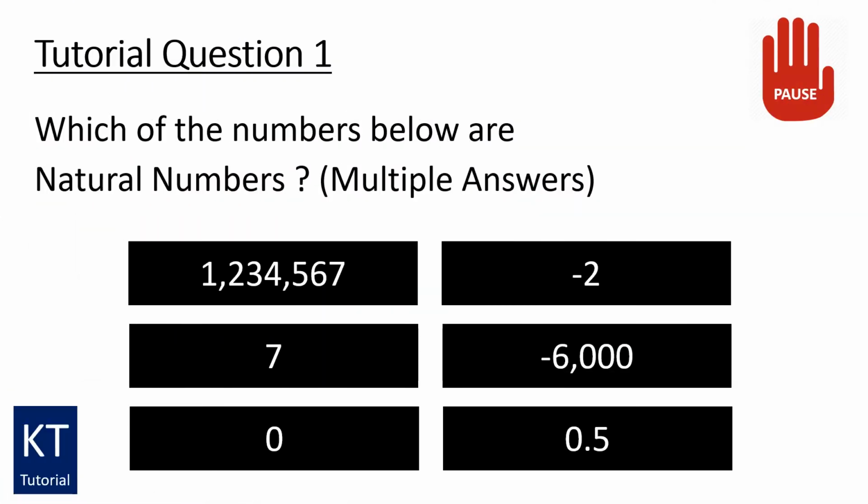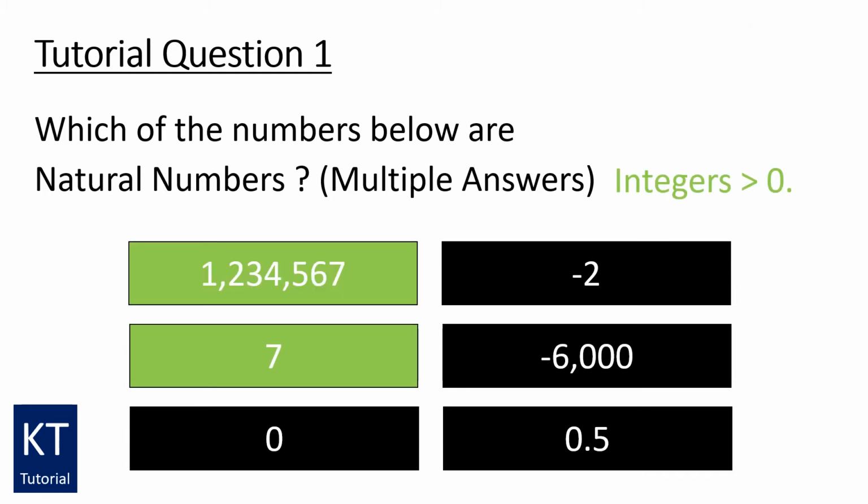Let me now switch gears to tutorial questions. You can so choose to press the pause button now should you need more time to think through the question. Tutorial question 1. Which of the numbers below are natural numbers? The correct answers are the first two on the left. With respect to integers, natural numbers are integers larger than 0.